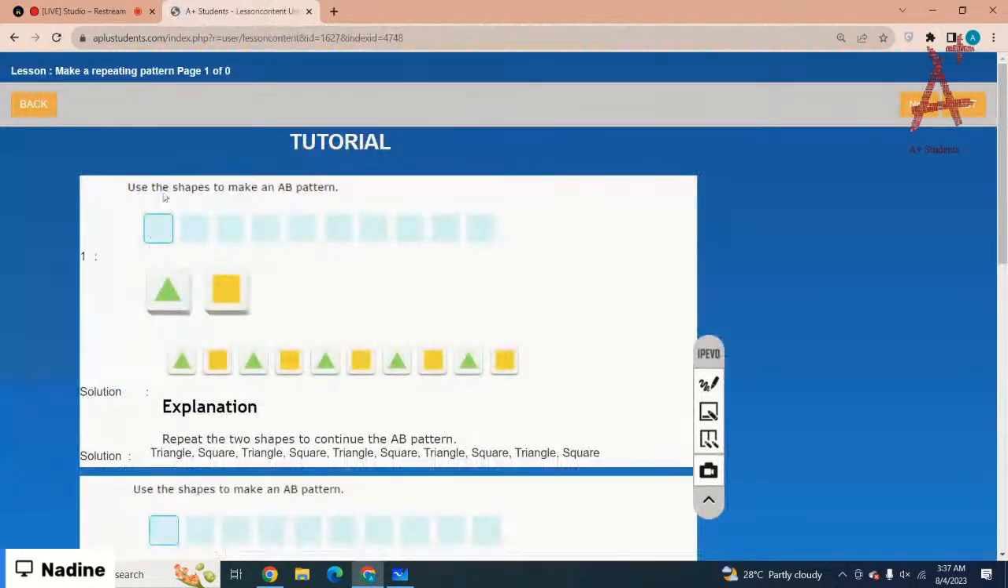Okay. Use the shapes to make an AB pattern, right? What is an AB pattern? Repeat the two shapes to continue the AB pattern. So if you have triangle, square, then triangle, square, triangle, square, that means if you start with triangle first and then square, you have to keep it the same. It's up to you. You can use square first and then triangle.